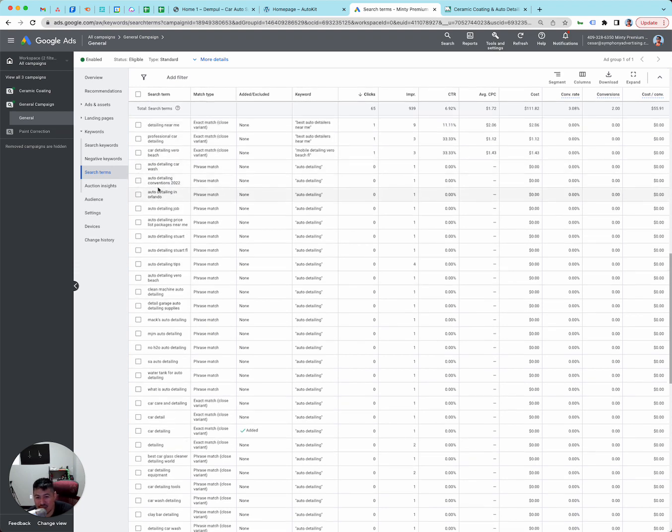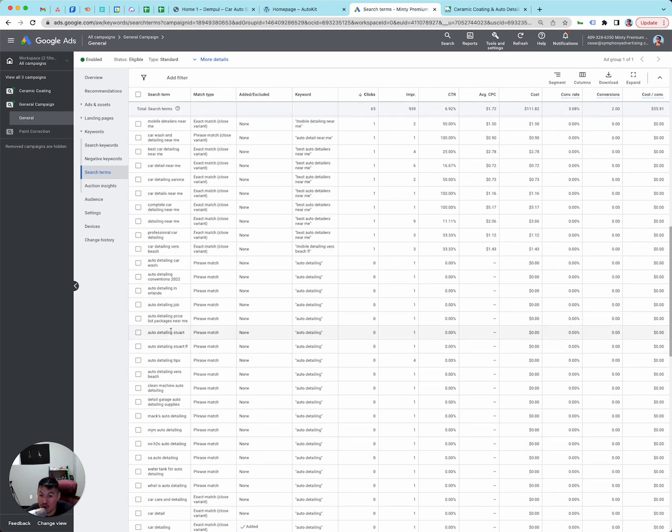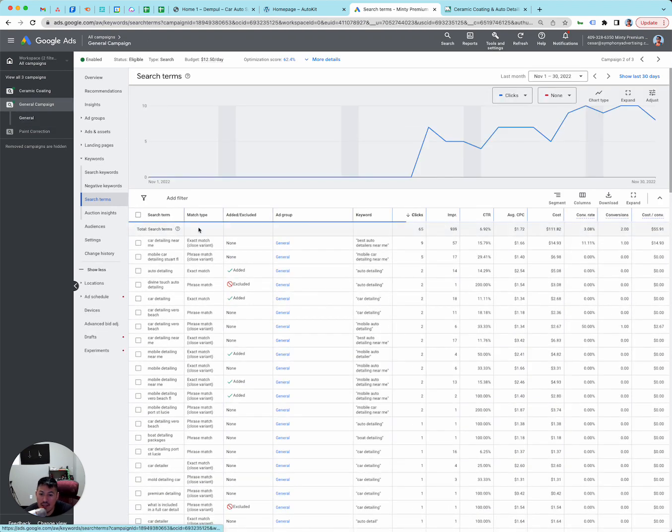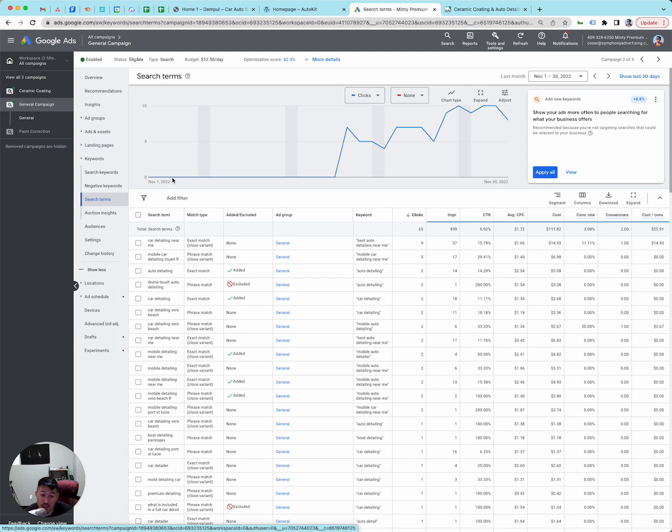So auto detailing conventions, we don't want to come up for that. But again, because it's just an impression, it doesn't actually hurt. But as soon as we do get a click for that, we don't want to make it too tight in the beginning, too restricted. And so, okay, that's that. So look, hey, it looks great. The general campaign has honestly only spent $200. We've gotten conversions from it. The search terms look good. The keywords appear to be bringing good traffic.